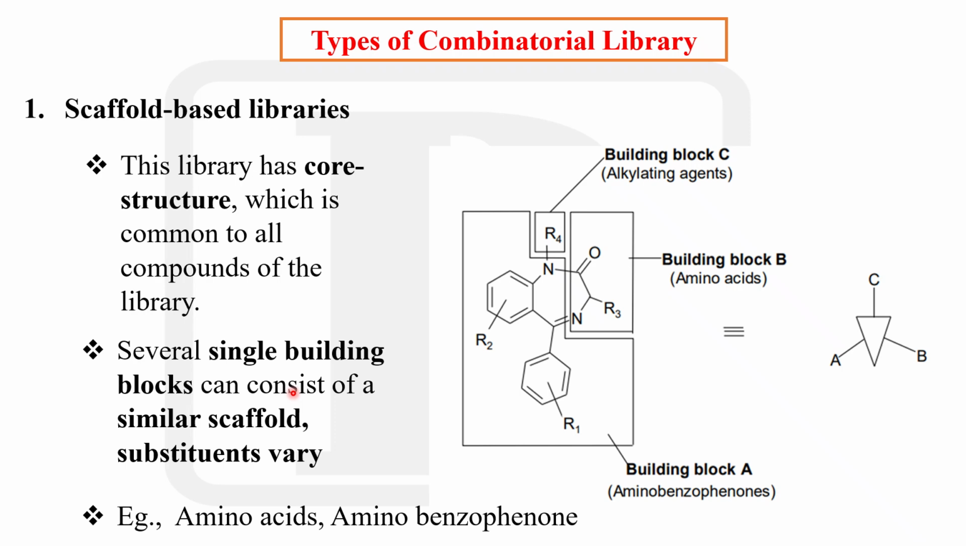So all the compounds have the same scaffold or same core structure, but they can have many building blocks, single building blocks, with a similar scaffold. That is, the core structure is common, but with different substituents. Examples are amino acids, aminobenzophenone. So here aminobenzophenone is connected with one more, an alkylating agent, and another one, an amino acid. So it has a similar scaffold and can have a single building block. So these are all the single building blocks. Many building blocks are there, and what is the common thing? All have a similar scaffold.